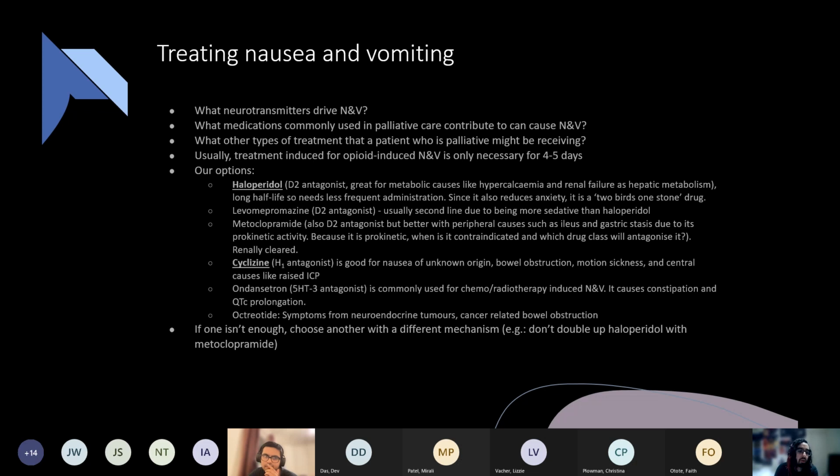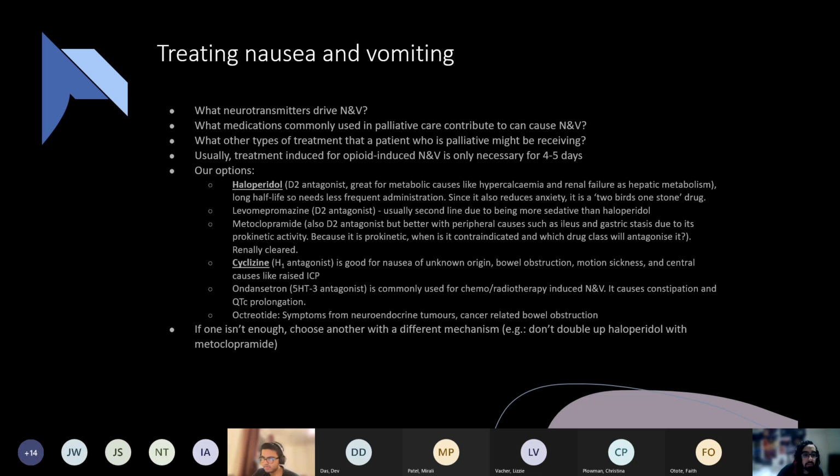Right. So all the neurotransmitters. What medications cause it? We already mentioned it earlier. Opioids. What other treatments? Chemo, radiotherapy will do it. What sort of metabolic abnormalities perhaps might cause a patient to be vomiting? Say you've got a patient with bony mets. Why do they vomit or feel nauseated? Perfect. Hypercalcemia. Hypercalcemia causes you to feel nauseated and vomit.